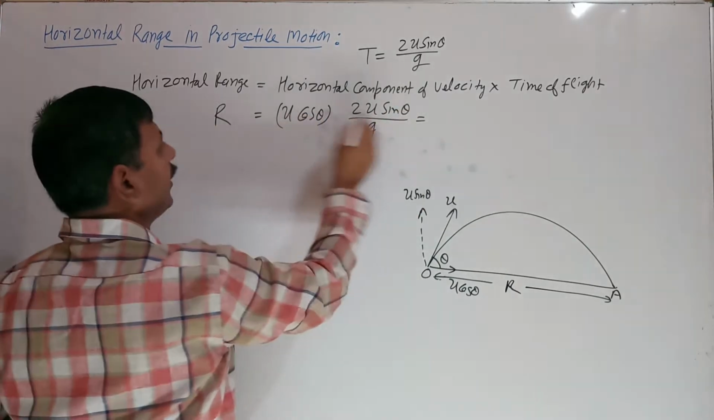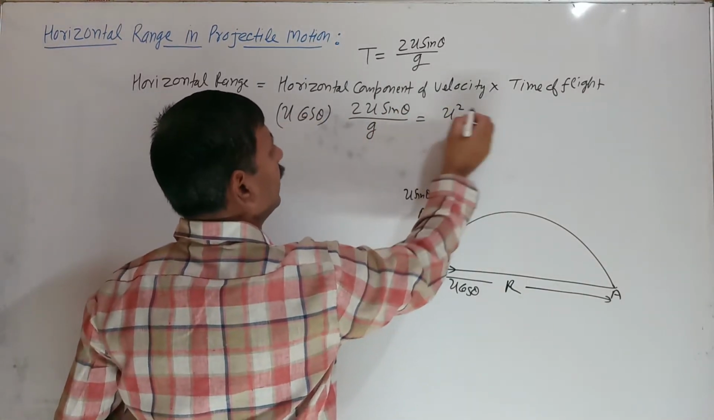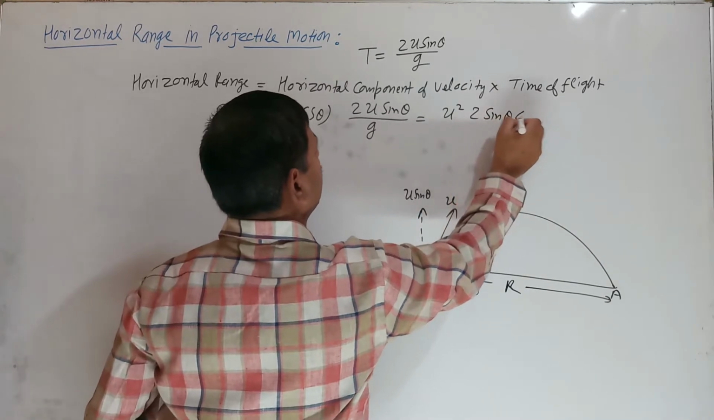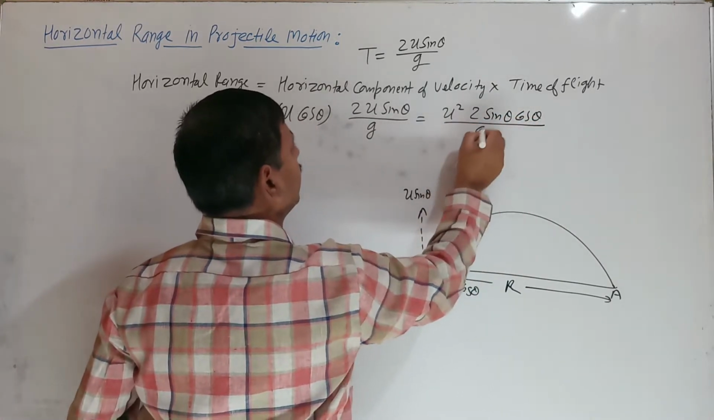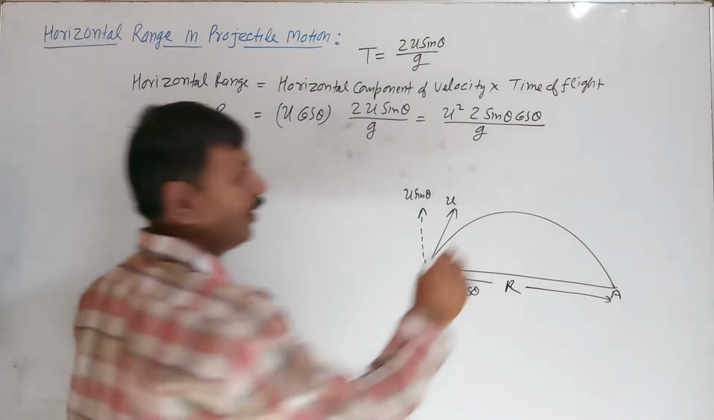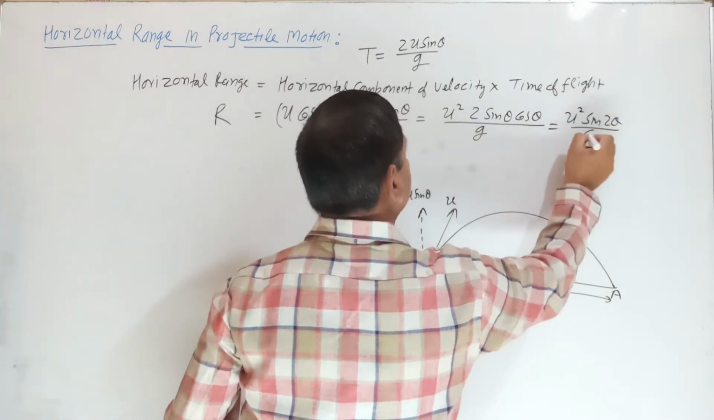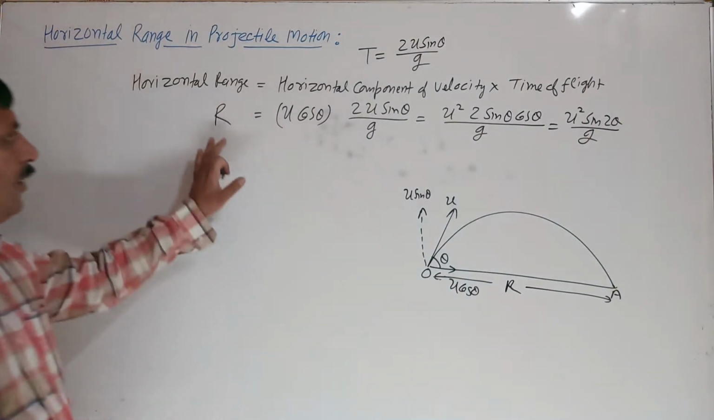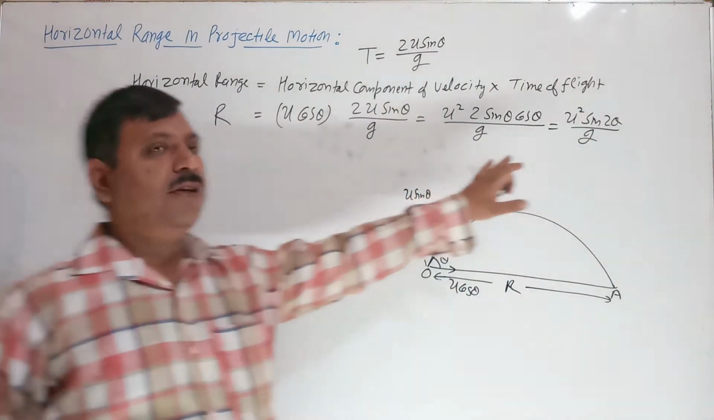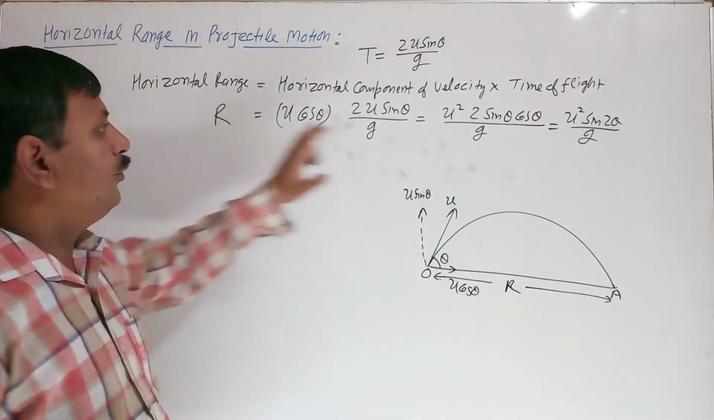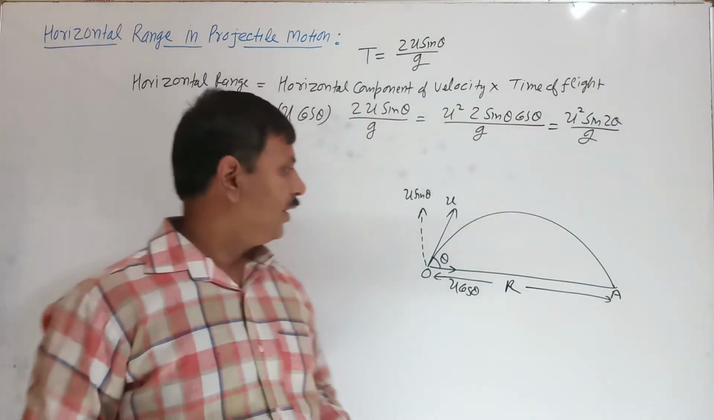If you solve it, it comes u square 2 sin theta cos theta upon g, or you can say u square sin 2 theta upon g. So the formula for horizontal range is u square sin 2 theta upon g.